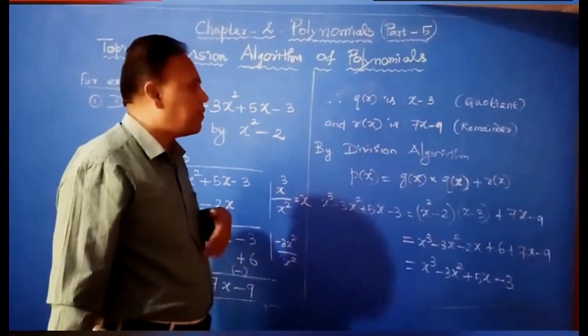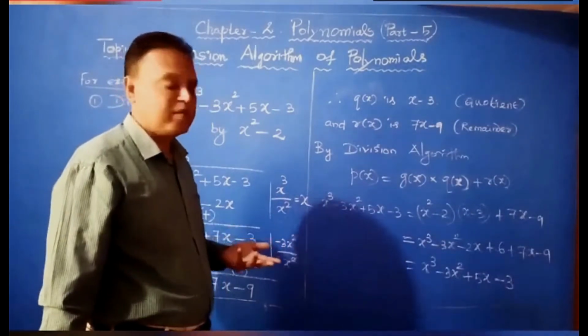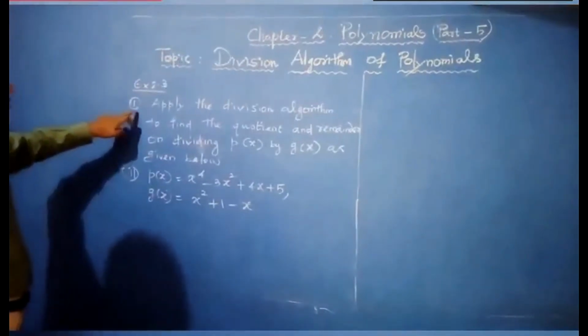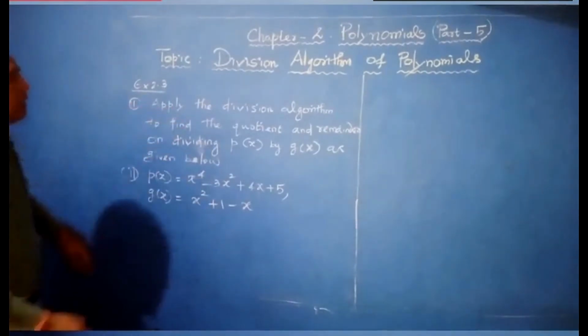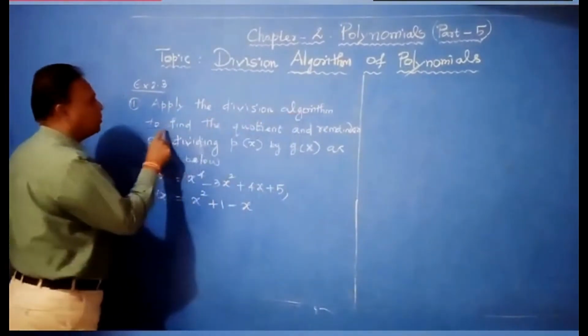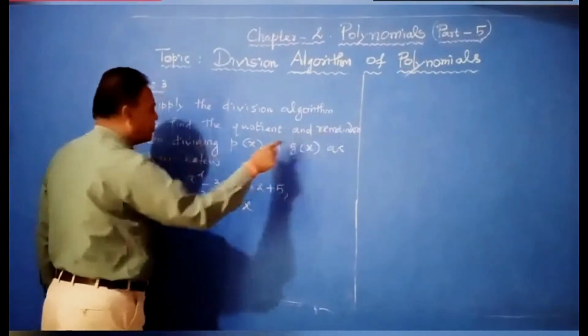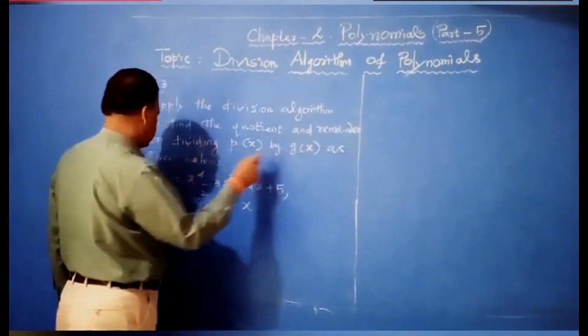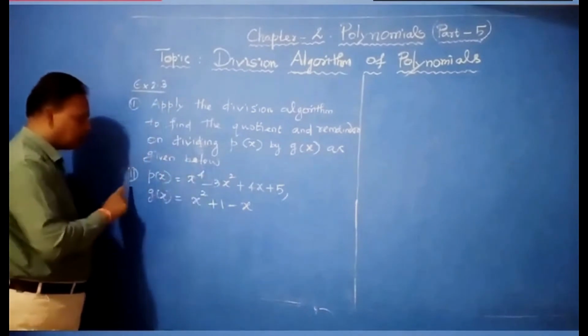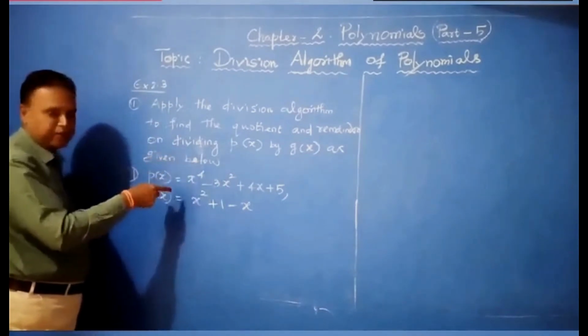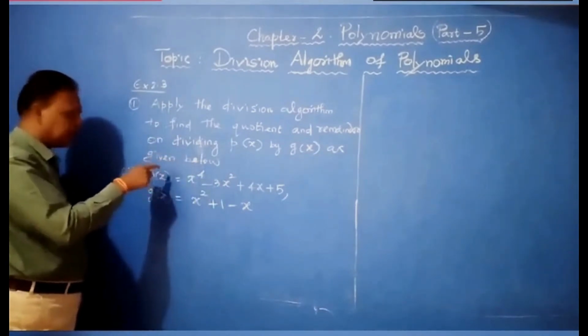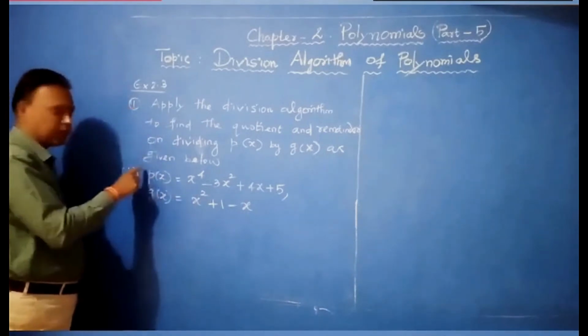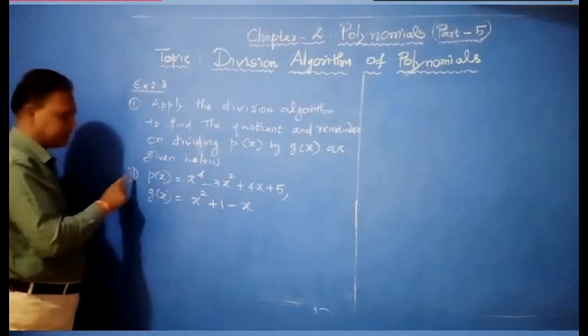Okay. Suppose they may ask verify division algorithm. The problem in polynomials: apply the division algorithm to find the quotient and remainder on dividing p of x by g of x as given below. You see, first problem already we have done. Previously we have done first problem. Now second problem we can see.